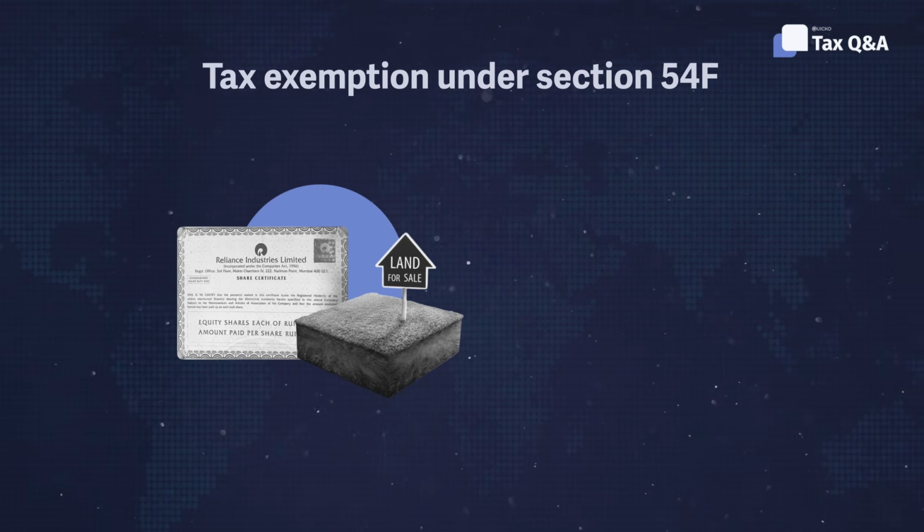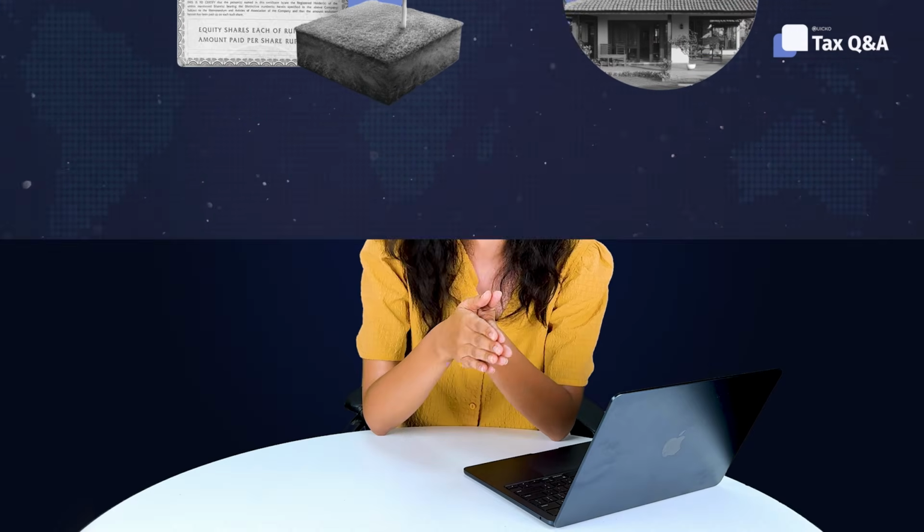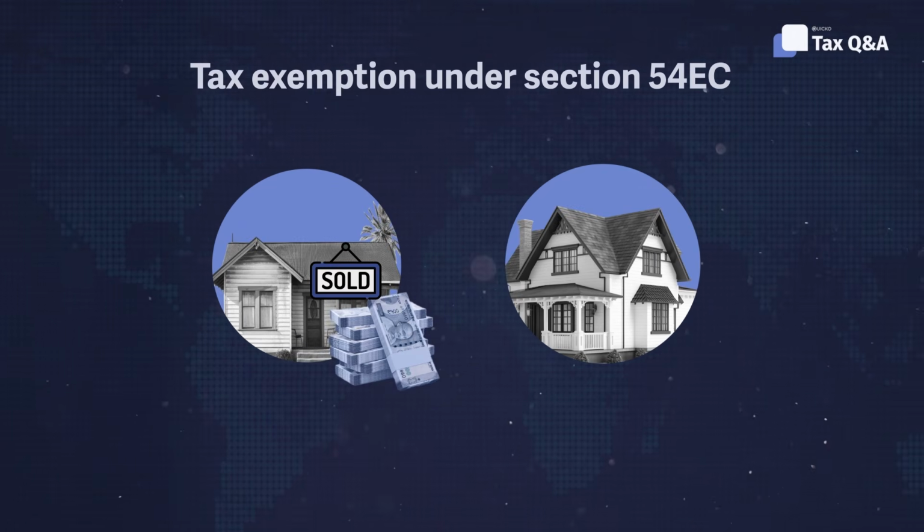Then comes Section 54F. This one's useful when you're selling long-term capital assets other than a house, say land or shares, and reinvest the entire sale amount into another residential property in India. The key difference here is that you have to reinvest the entire sale proceeds, not just the gains, to get full exemption. If you don't want to reinvest in a property, there's another option.